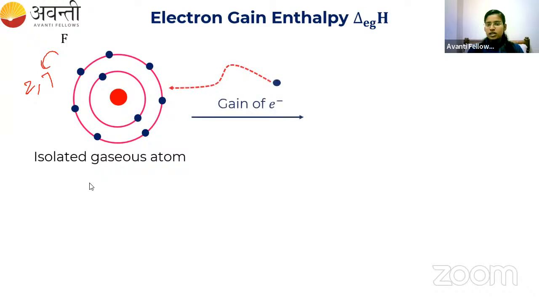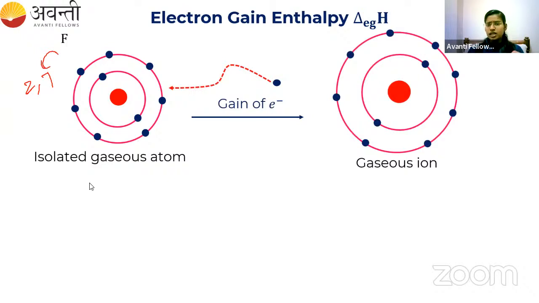So what it will do, it will gain 1 electron from outside, and it will get converted to F minus. If something is gaining an electron, it will become an anion, right? So F will be converted to F minus. So when this fluorine atom gains 1 electron from outside, some amount of energy will be released from that atom, and that energy or that enthalpy is called electron gain enthalpy. Got it?